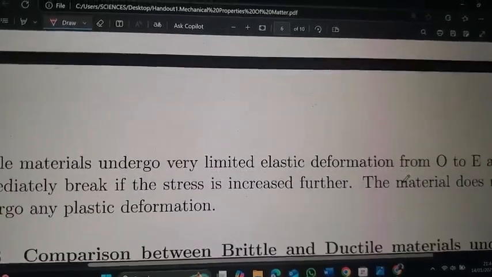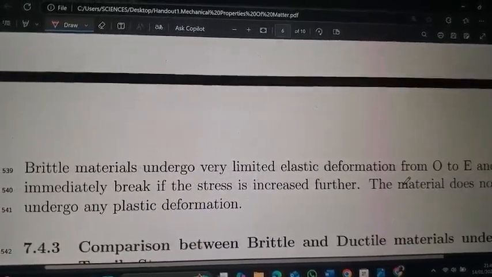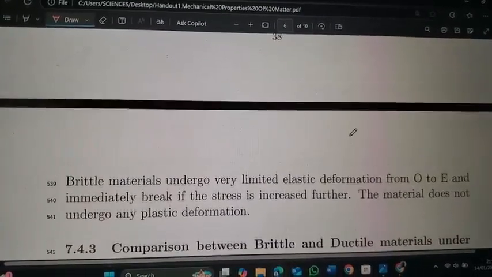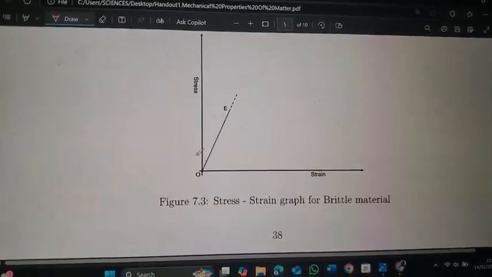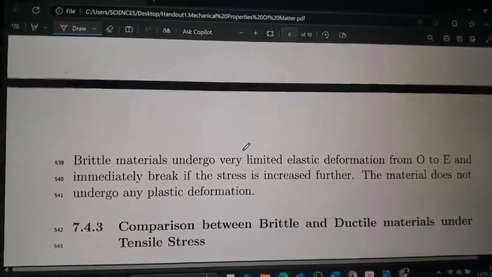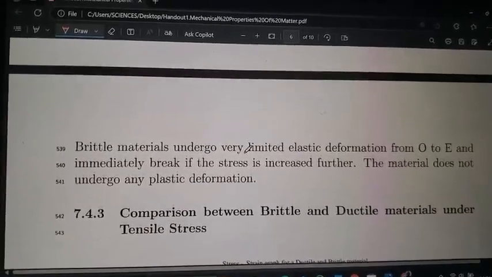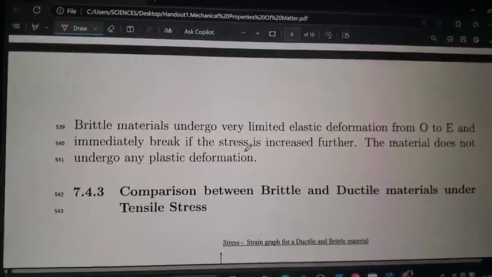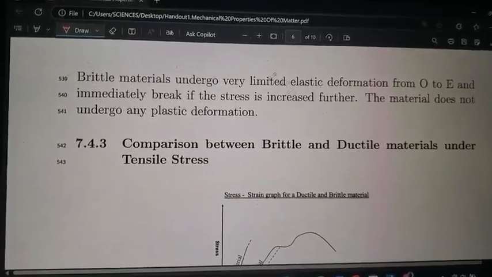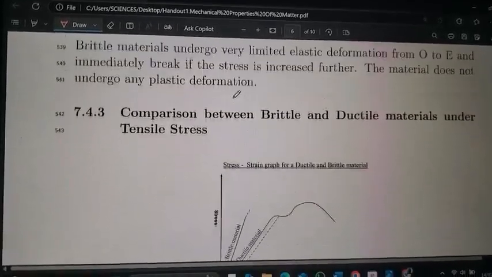Yeah, so there's not much about that. A brittle material undergoes very limited elastic deformation from point O to point E, and immediately breaks if the stress is increased further. So the material does not undergo any plastic deformation. You should take note of that.